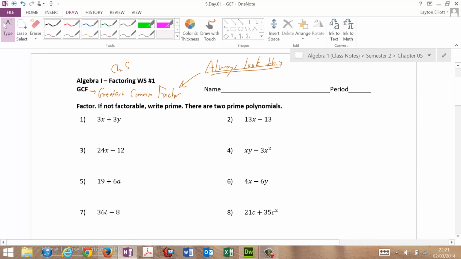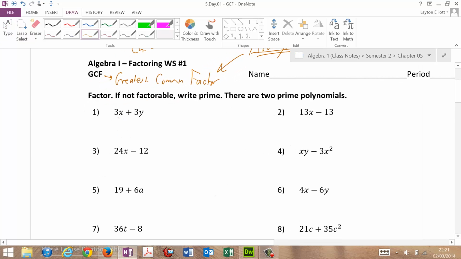I'm going to do the odds, and then we're going to come back and do the evens. In number 1, I look to see what is in common between the 3x and the 3y. Greatest common factor. 3x is made up of a 3 times x. 3y is made up of a 3 times y. And if I look at what is in common, it is a 3.